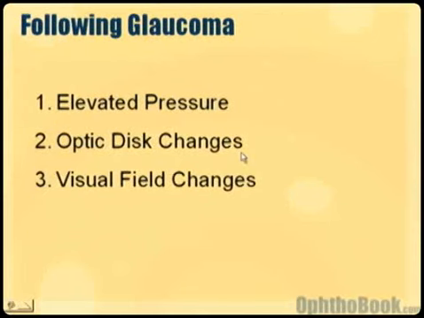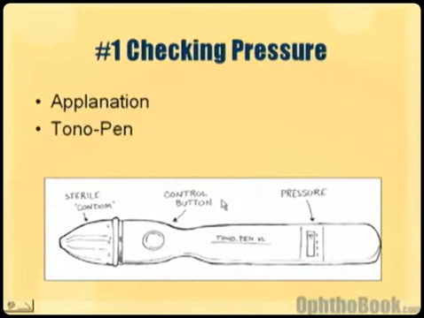When we're following our patients with glaucoma, we really measure and follow three findings, which of those risk factors are probably the most important, and that's elevated pressure, optic disc changes, and visual field changes. So let's go through those as well. When we check pressure, we can do it one of two ways. We can do it through applanation, which I'll show you in a second, or Tono-Pen.